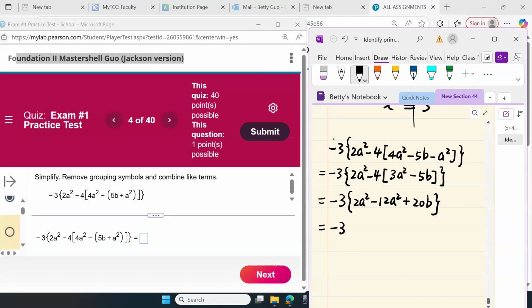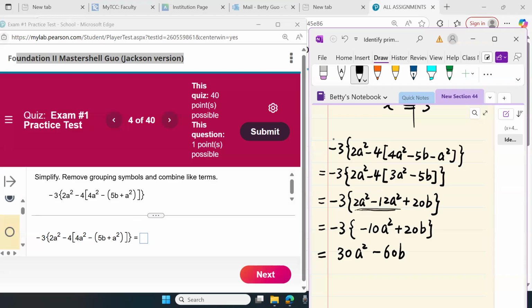Before we remove the braces, let's see if we can simplify the expression in it. 2a squared minus 12a squared plus 20b. Those two terms can be combined, right? 2 minus 12, -10. -10a squared, bring down 20b. Now we apply the distributive property one more time to remove the braces. Coefficient of the braces is -3. -3 times -10a squared. Negative times negative is positive, so 3 times 10, 30a squared. -3 times 20b, negative 60b.